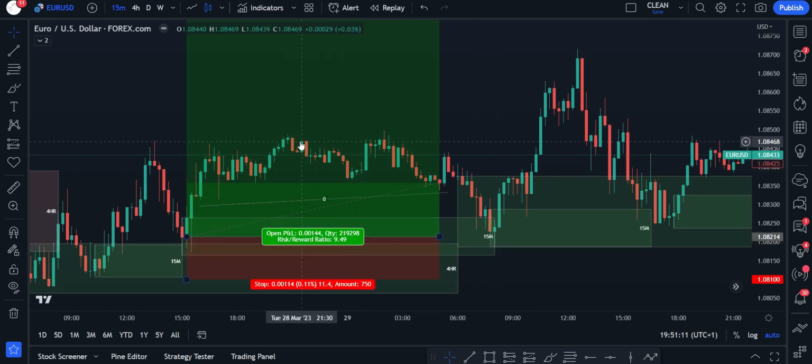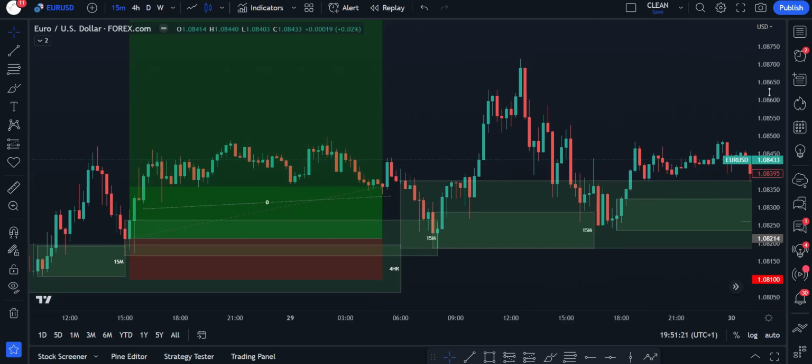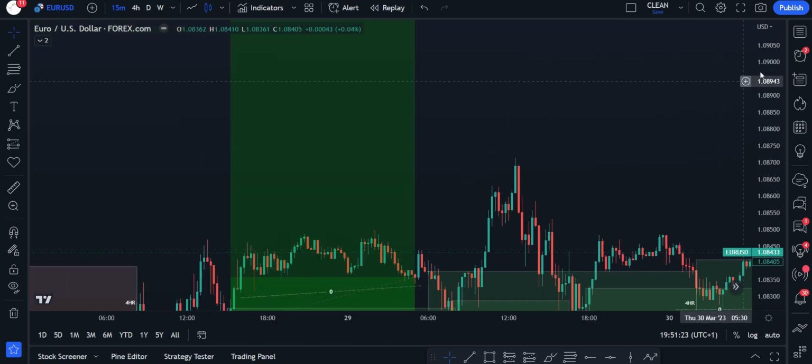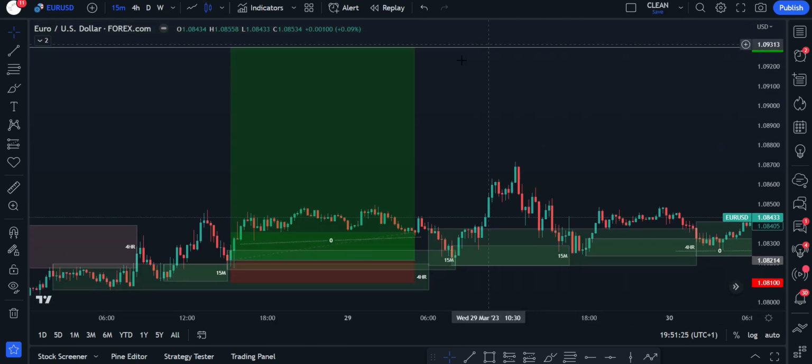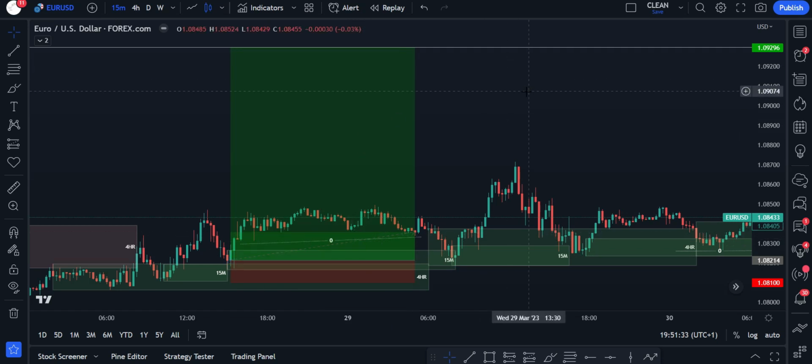So I had partialed out here. I was risk off, and we had this push down, and then we pushed off again, and we broke all these highs. So up here, I was about to partial, but I decided, no, I'm going to hold my position and try and target this high, which, if you can see the risk to reward on that trade just below my cursor, it says 9.49. So that's like a 1 to 9.5.